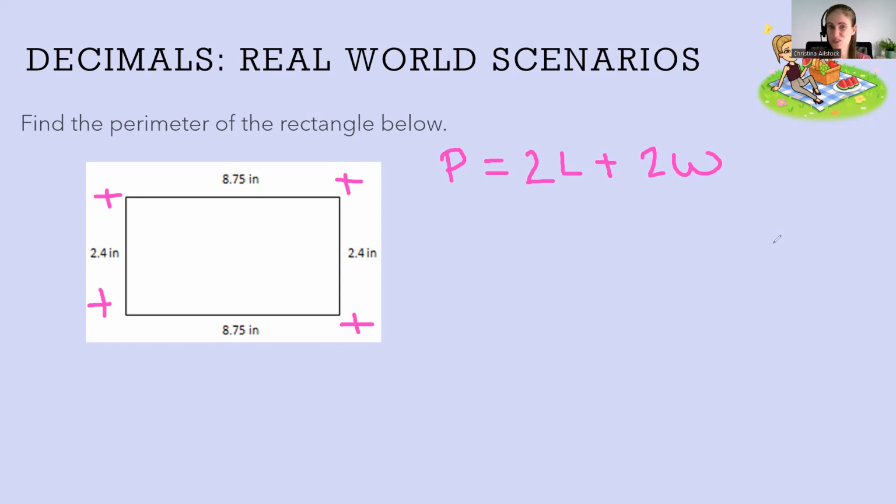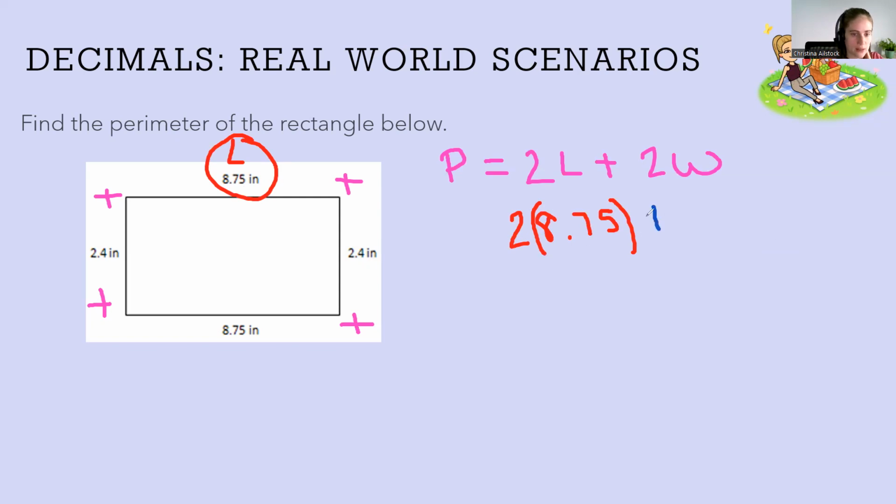Either method. Let's go ahead and do it this way because it involves multiplication and addition, so we get to practice both. But just know that if you chose to add the 4 numbers up, 8 and 75/100ths plus 2 and 4/10ths plus 8 and 75/100ths plus 2 and 4/10ths, you'll get the exact same answer as me doing it this way. All right, we can see here that we have a length of 8 and 75/100ths. And the reason we're multiplying that by 2 is because there are 2 of them.